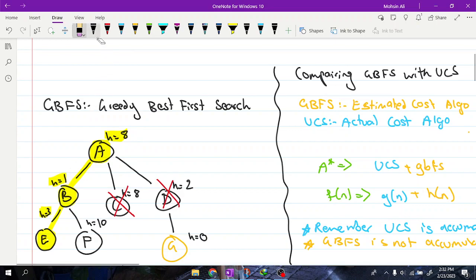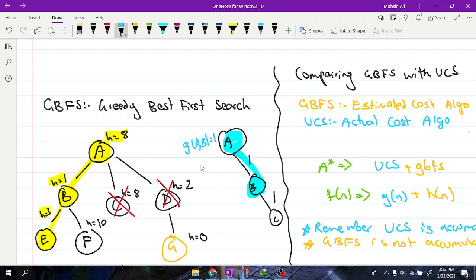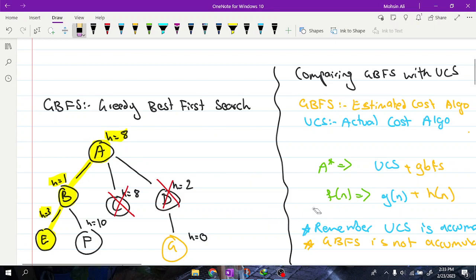So unlike in UCS, for example, if I had A and then I had B and then I had C, and this was a cost of 1, 1. When we would be traversing from A to B, we had a cost of G of n, or let's say G of A to B, as 1. And if we would be traversing from B to C, this would be a cost of 2 because we were accumulating the distance. So just note that in UCS, we are accumulating the distance, and in GBFS, we are not accumulating the heuristic cost.